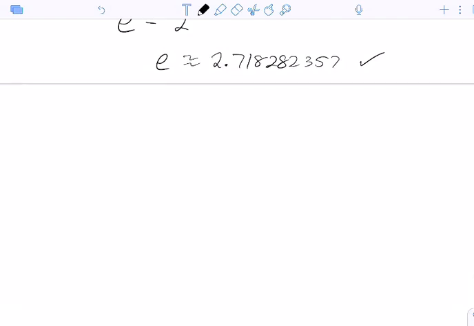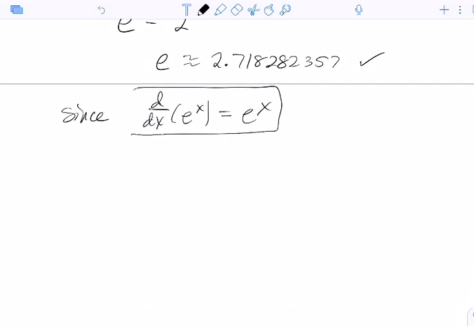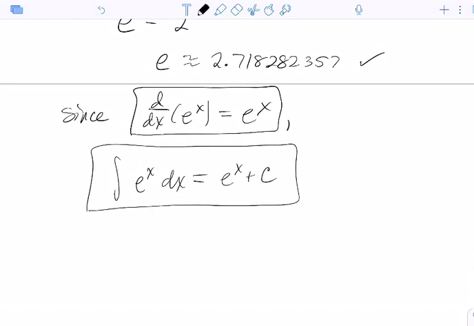And we'll wrap this up by saying that since the derivative with respect to x of e to the x is equal to e to the x, I'm going to put that in a box because it's an important result. We're going to keep going. It follows that the integral of e to the x dx is equal to e to the x plus a constant. So that's a 2-for-1 special. We got not only a differentiation formula, but an integration formula as well.